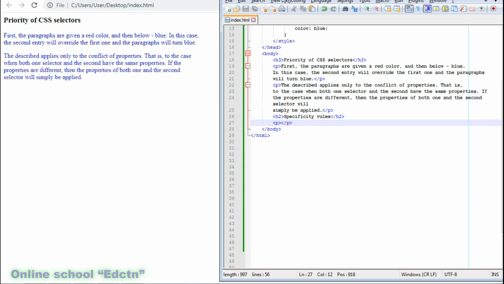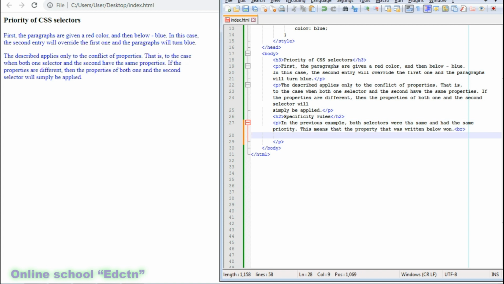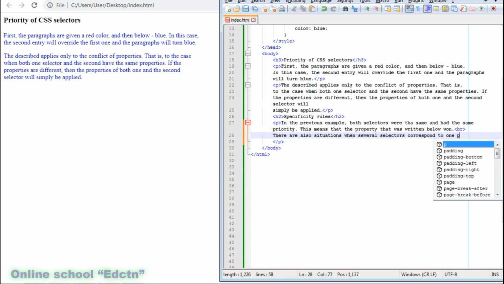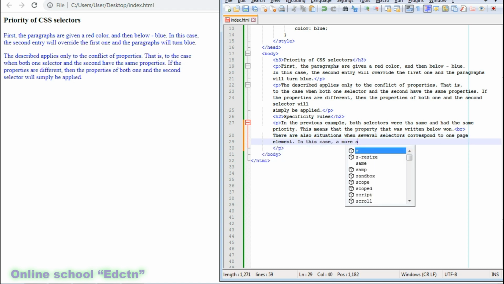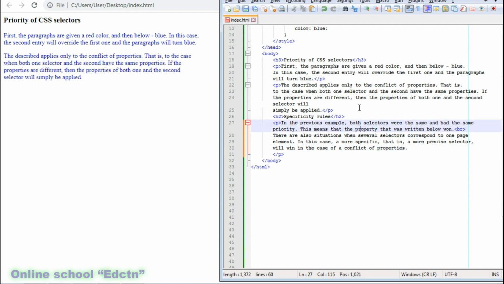Specificity rules. In the previous example, both selectors were the same and had the same priority. This means that the property that was written below wins. There are also situations when several selectors correspond to one page element. In this case, a more specific, that is, a more precise selector, will win in the case of a conflict of properties.